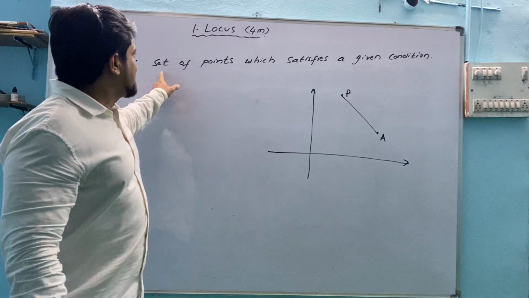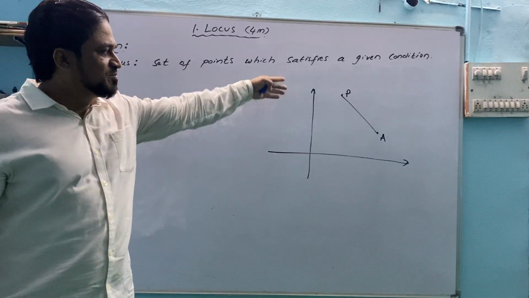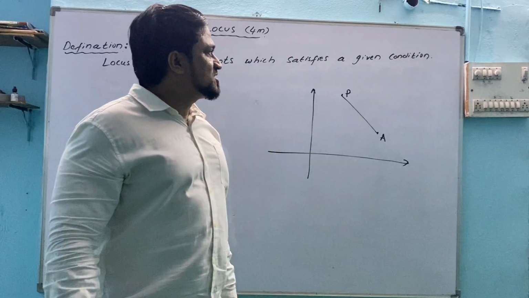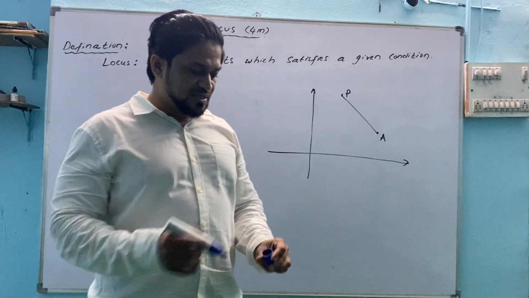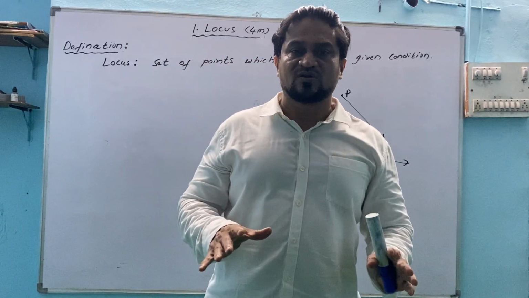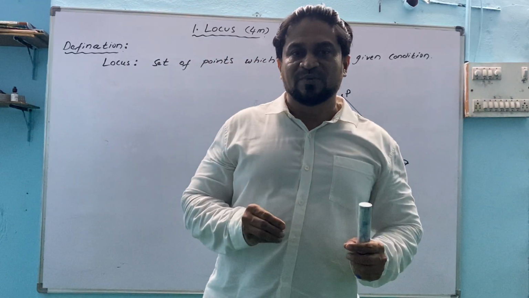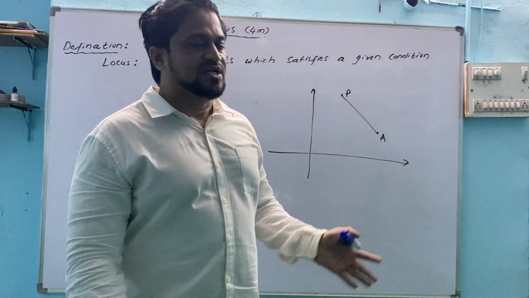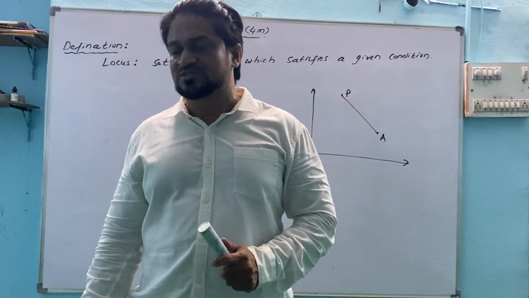So the definition is: set of points PA or PB or anything, set of points which satisfies a given condition is known as locus. So whenever anyone asks you what is locus, some points are there on a plane. If they have some geometric condition or relationship between them, then we can say that it is considered to be locus.